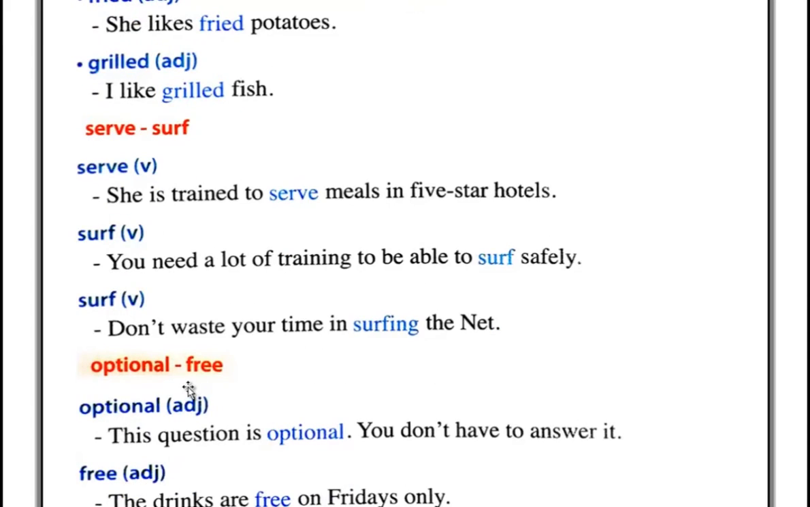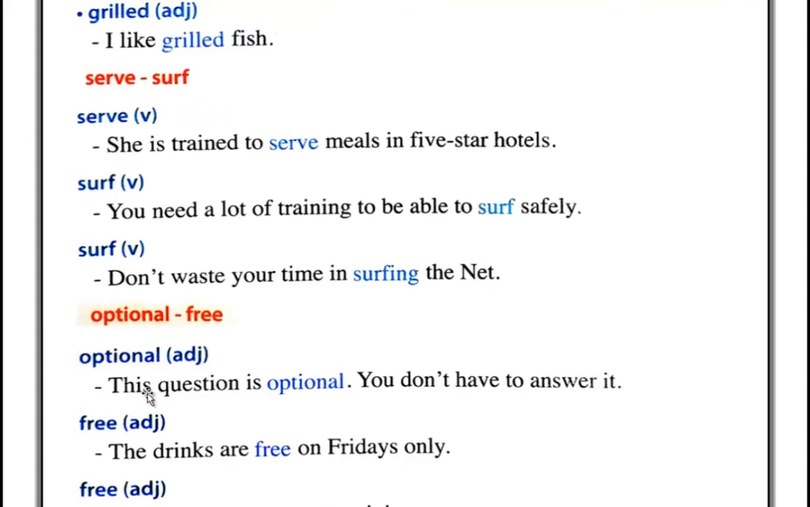Optional and free. Optional, you see here, right? This is the meaning of optional. Optional, you have the choice. This question is optional. I mean that you can accept it or not, you can answer it or not, right? It's up to you. Optional. It is not obligatory. It is not a must to answer it. You don't have to answer it.